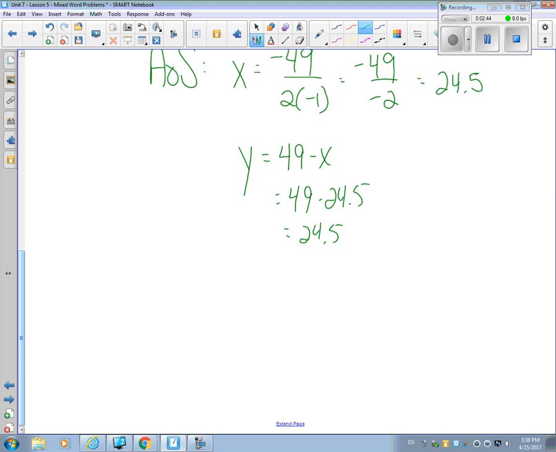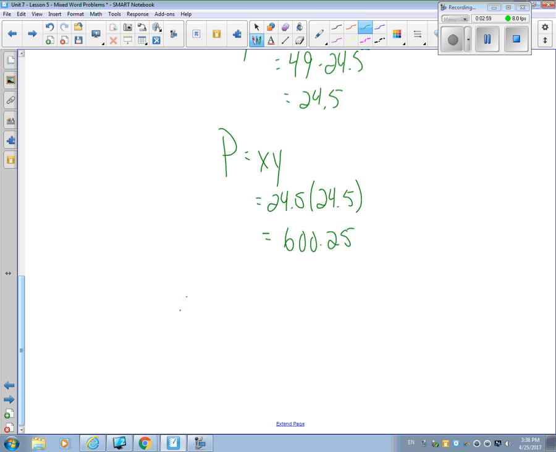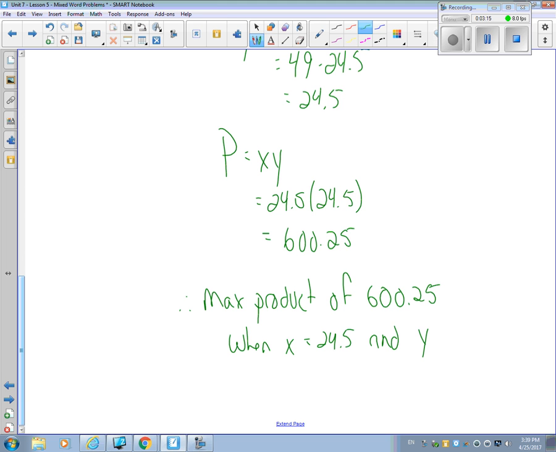The third thing we asked for was our product. We said our product was x times y, or in other words, 24.5 times 24.5, which gives us a total of 600.25. And there's all the parts and pieces we need. There's a maximum product of 600.25, and that occurred when x equals 24.5 and y equals 24.5. And we solved our first one.